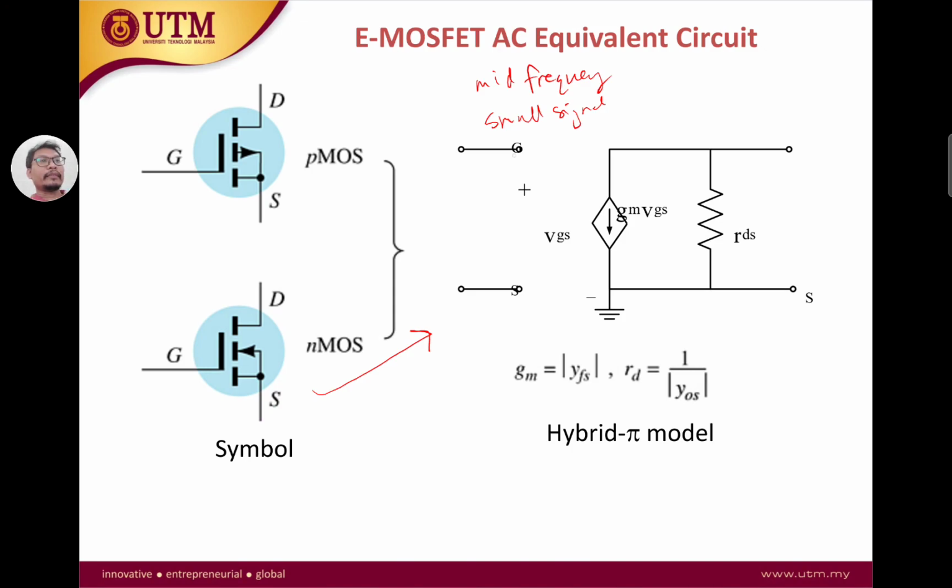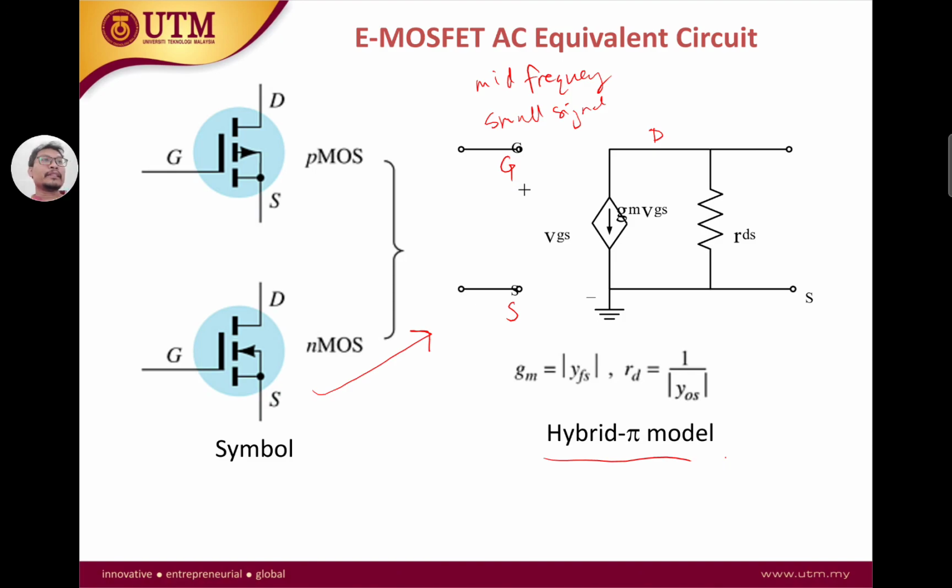So here basically we have the gate terminal, we have the source terminal, and we also have the drain terminal up here. This particular model we can represent using a new model for AC analysis, which is called the hybrid pi model. We also have a different kind of model, but for our class we are going to be looking only at the hybrid pi model for the AC equivalent circuit.